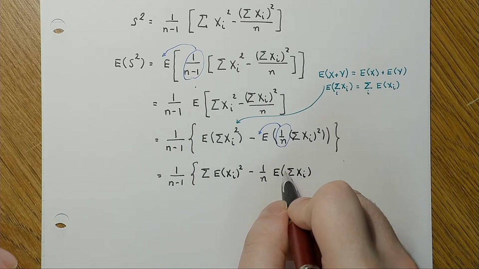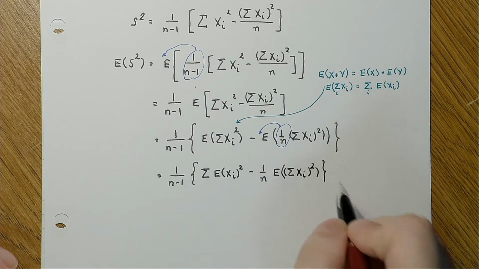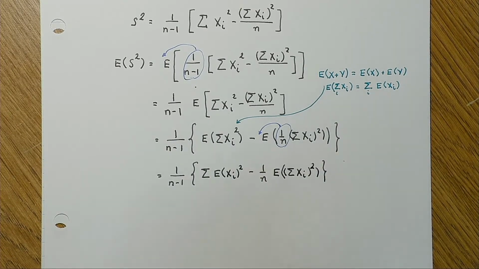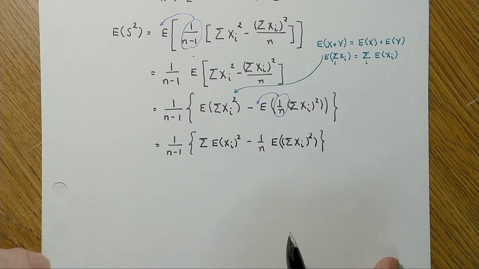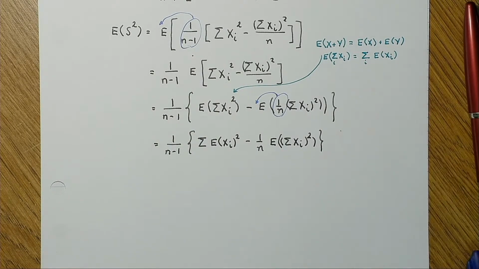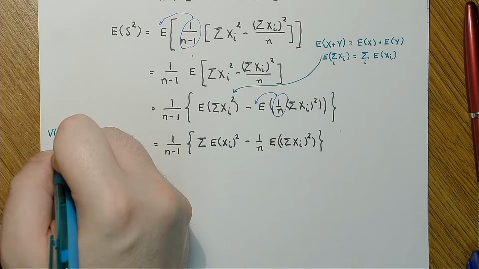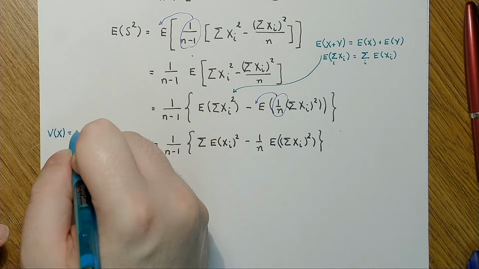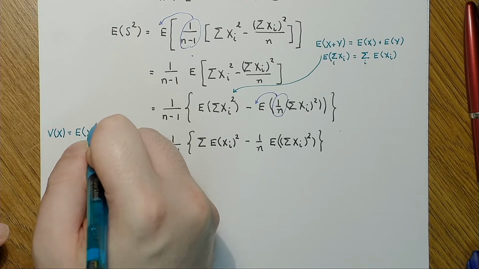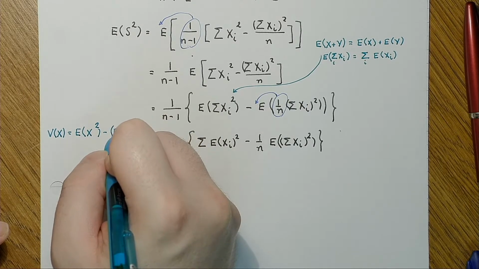Now I can't quite apply it to this one because it's a summation then squared, so I can't do it like that yet. The next thing that we need to remember is our formula for variance. So our variance, remember that we had V of X is equal to the expected value of X squared minus the expected value of X all squared.